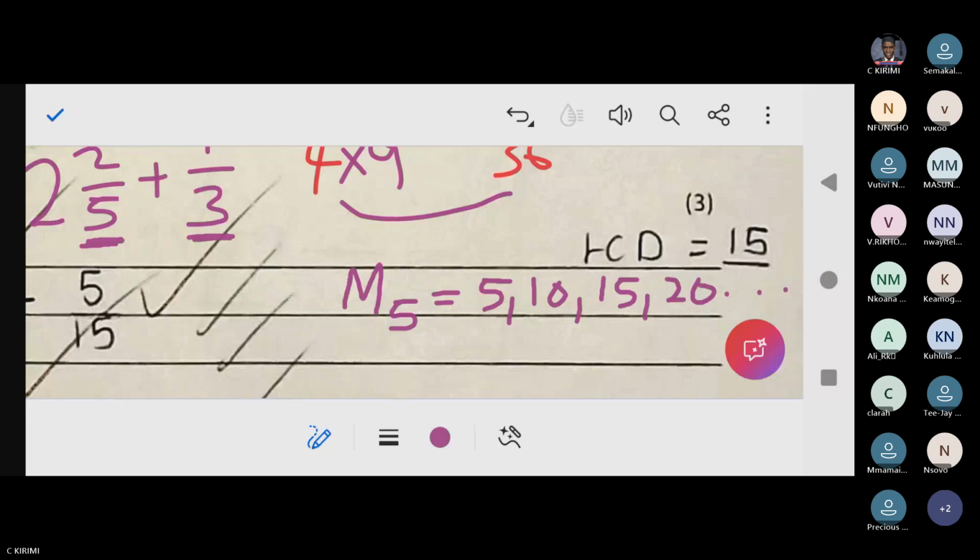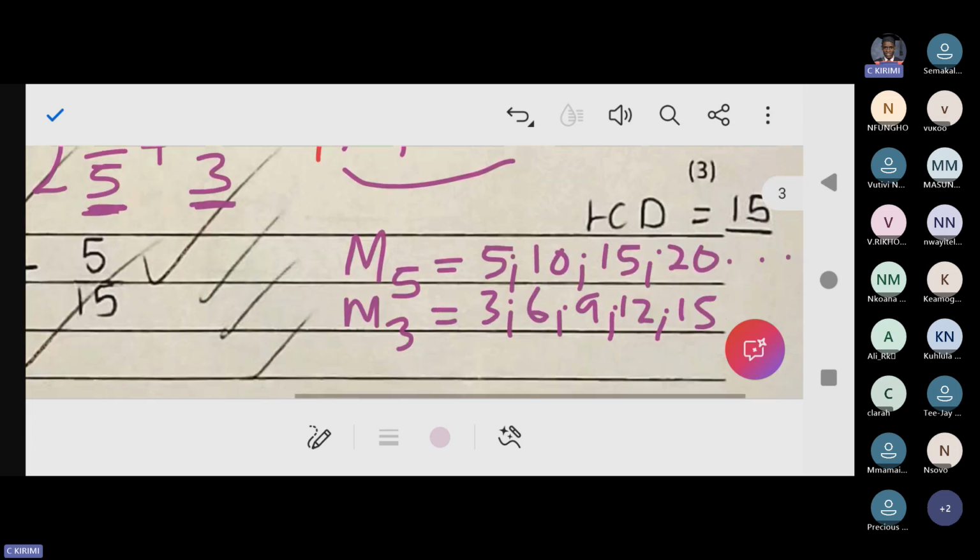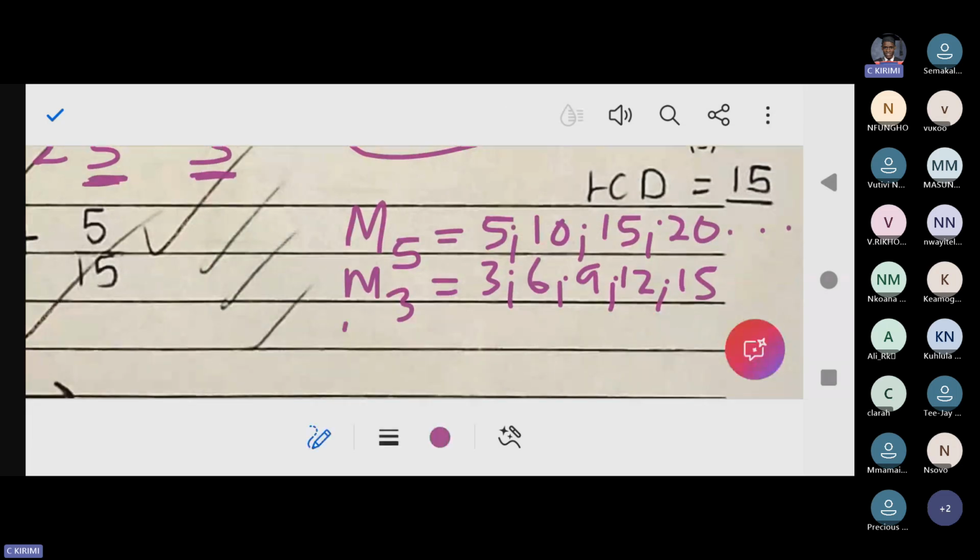Going further, the multiples of 3 are 3, 6, 9, 12, 15. Those are the multiples of 3. Then the lowest common multiple means you are looking for the number that is the lowest common multiple of those two numbers. So 15 is common. That's why this is our lowest common multiple, 15.